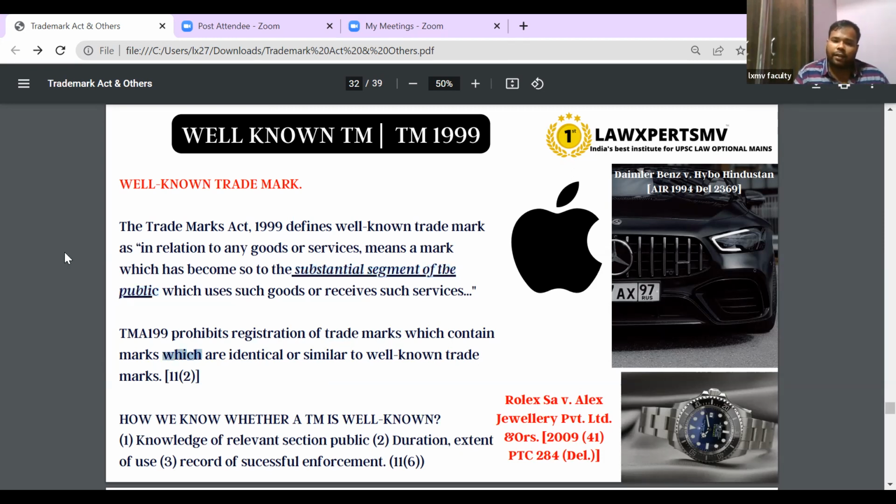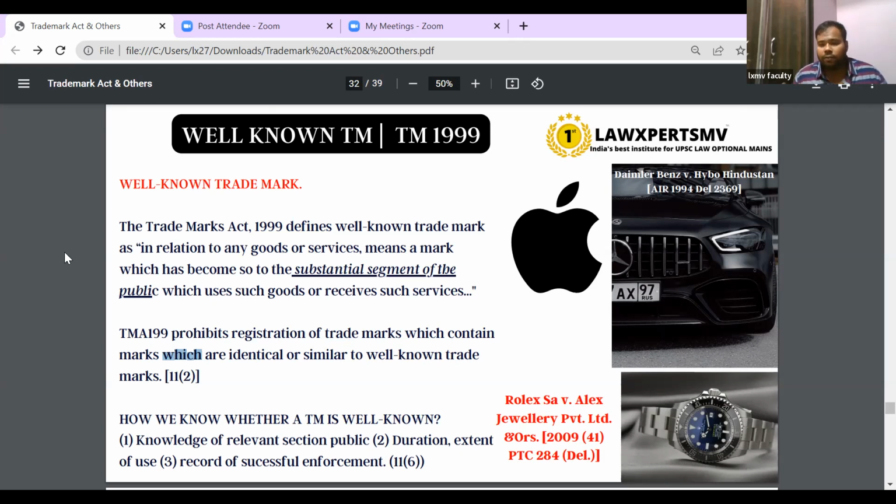Basically, with respect to a well-known trademark, the registrar should not give the trademark to another if it is similar or identical in nature. How can we understand whether a particular trademark is well known or not? We have to go to Section 11 clause 6. If you read this section, we have to see how many people have knowledge about this particular product or services, and what is the duration and extent of the use. For how many years they have been using this product, and how many people are actually using it.